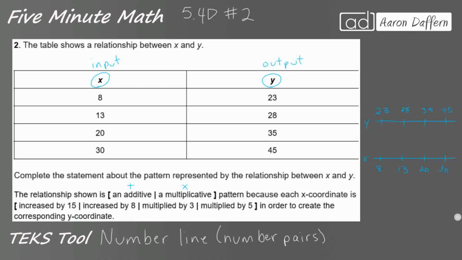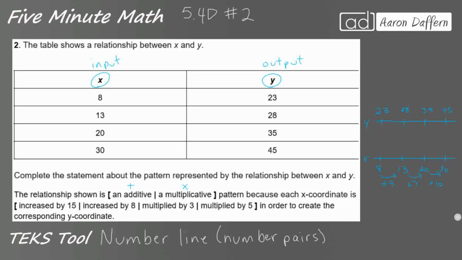That's helpful because we can take a look at what happens when we go from 8 to 13. Well, we are increasing. What are we increasing by? We are increasing by 5, so plus 5. We're increasing again to get from 13 to 20, but not by 5, we're increasing by 7. And then to get from 20 to 30, we're also increasing, but not by 5 or 7, but by 10. So we've got a plus 5, plus 7, and plus 10.